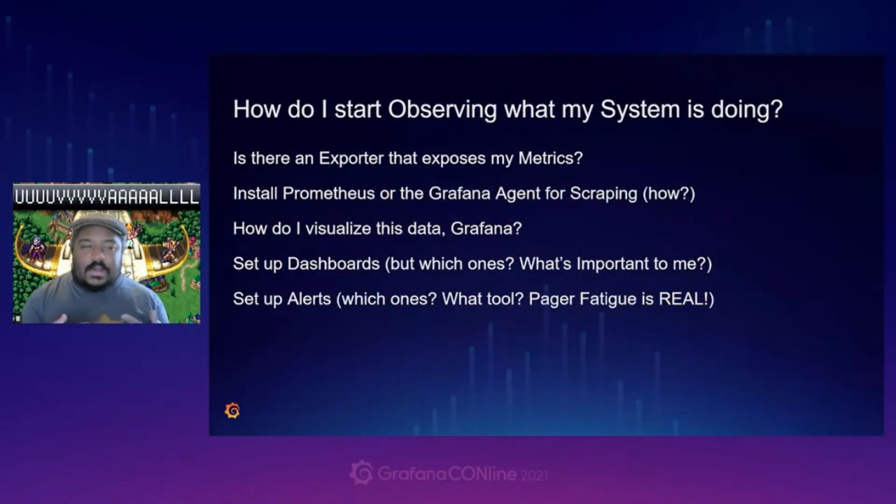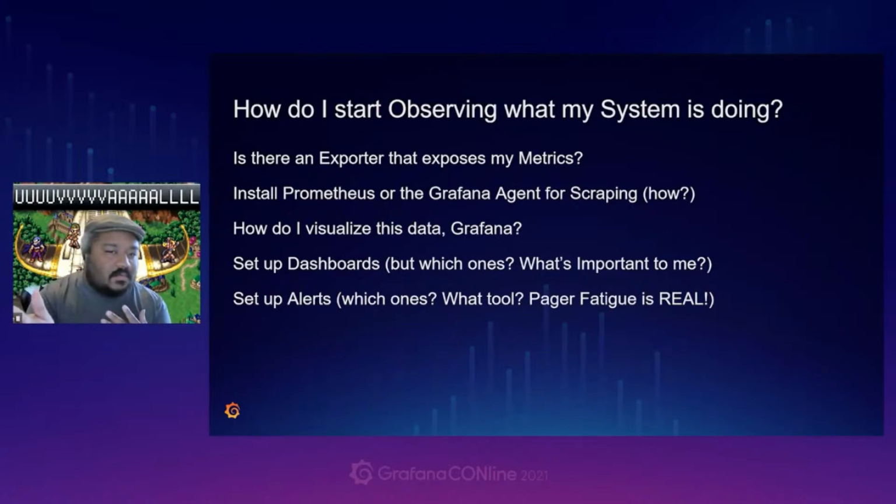So when we start to build a system and we start to think about ways that we need to observe it, that's when we start thinking about what our observability stack is going to look like. Is there a Prometheus exporter that I need to use that exposes the metrics that I'm using? Do I need to install Prometheus from the ground up, or just use the Grafana agent when it comes to scraping those metrics? How do I visualize this data in Grafana?